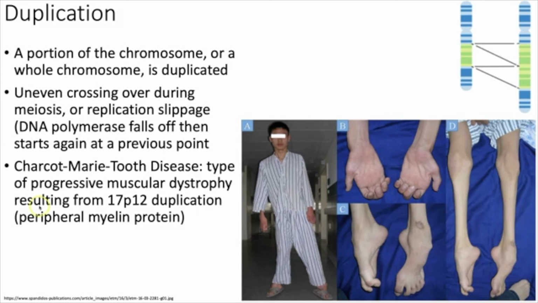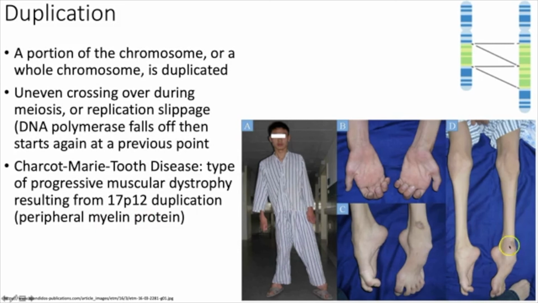In this case, one of the more common ones that I encountered was Charcot-Marie-Tooth disease. There are other causes of this disease, but 70 to 80% of the cases are due to this. It's a muscular dystrophy, so the neurons are actually starting to degrade. It happens during a duplication on the 17th chromosome, specifically peripheral myelin protein. If you mutate peripheral myelin protein, you can delete it, and you can duplicate it, and all of those can result in Charcot-Marie-Tooth disease.